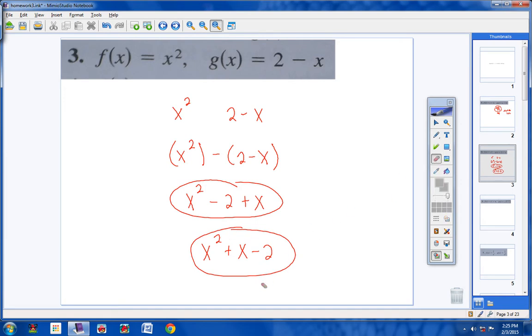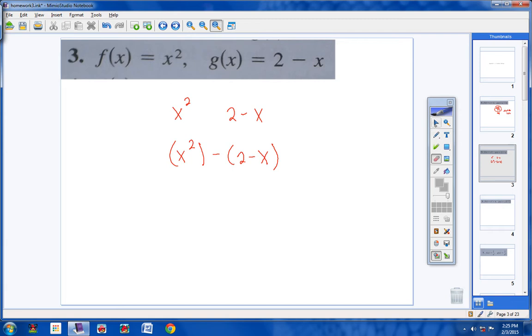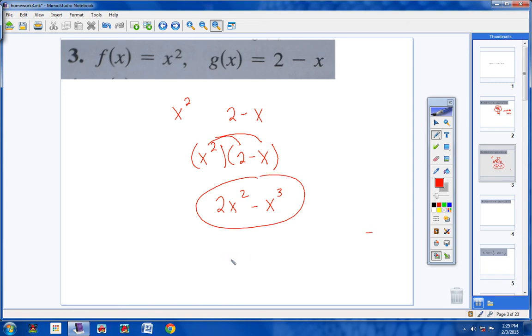Okay, moving on to multiplication, okay? Now we're going to multiply these two functions. So we have x squared times 2 minus x. So simply take your x squared and multiply it through. X squared times 2 would be 2x squared. X squared times negative x is negative x cubed, okay? Now that's totally sufficient. If you want to write it in standard form, your highest exponent comes first, and then your next exponent would come next, okay? That is the correct answer. Either one of those two are sufficient.